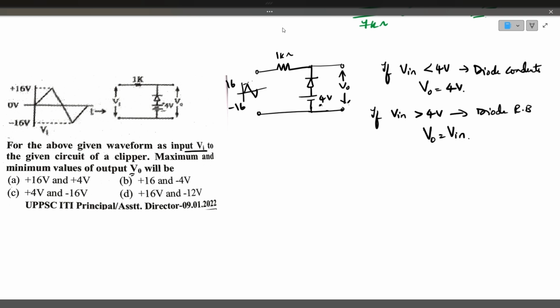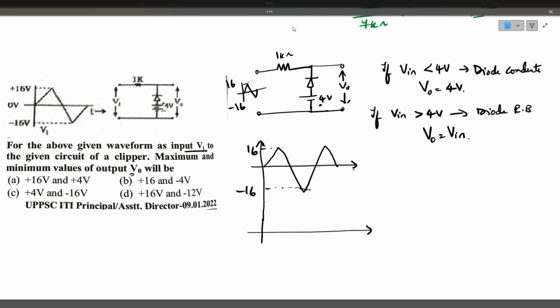Okay. Now let's see the diagram. This is the input voltage triangular waveform whose peak value is plus 16 and this is minus 16. Okay. Normally what happens? This is nothing but a negative clipper. So for the negative clipper, negative peaks should not be there. Only positive peaks should be there. This is the normal behavior of a clipper. Okay. This is with zero bias.